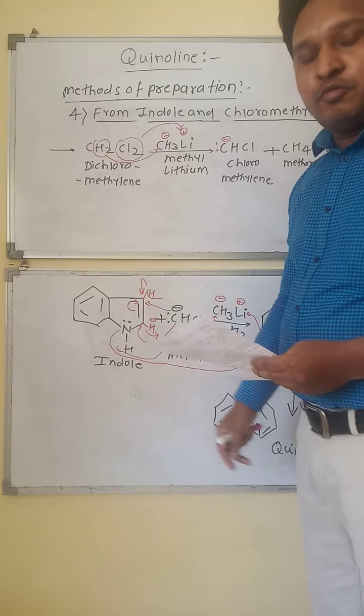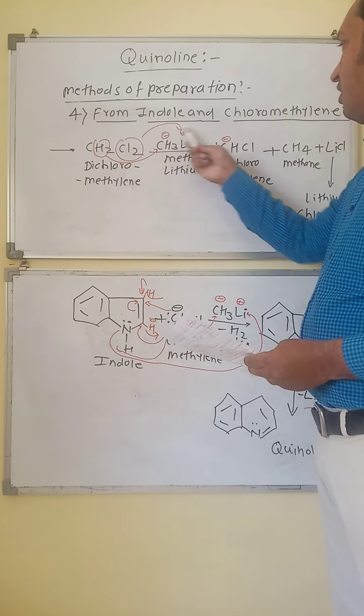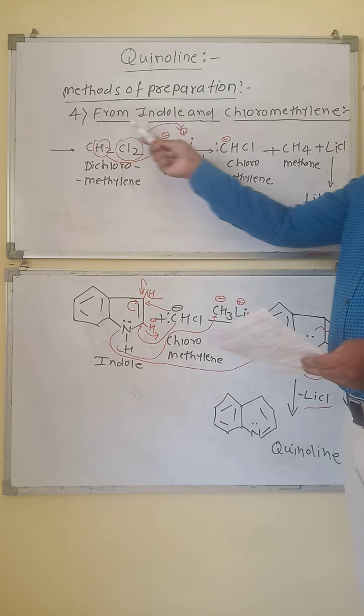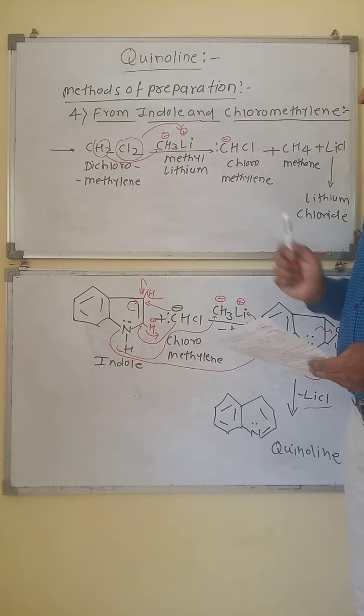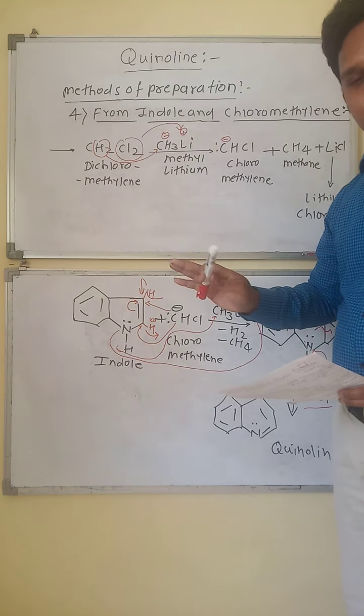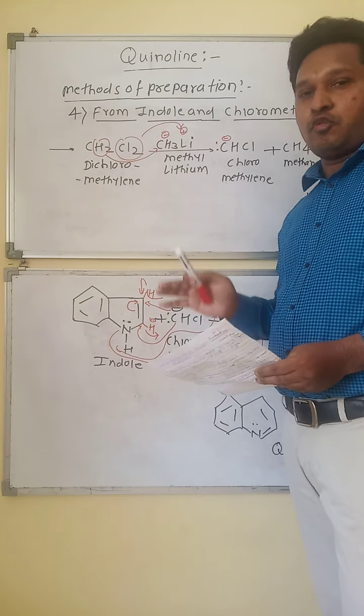Now the next method of preparation of quinoline, that is the fourth one, is from indole and chloromethylene. Okay. So there is no direct formation of the chloromethylene. So we have to synthesize the chloromethylene first of all.